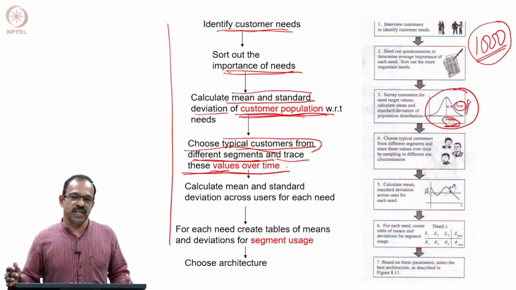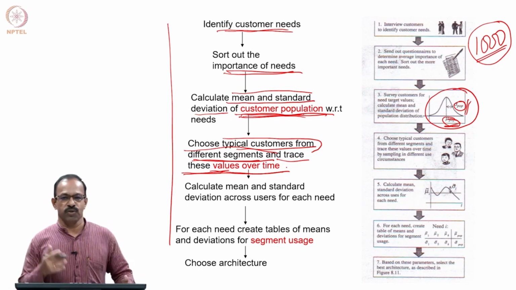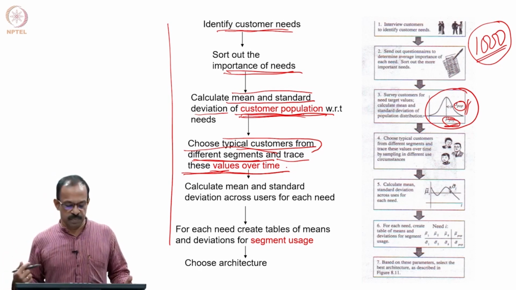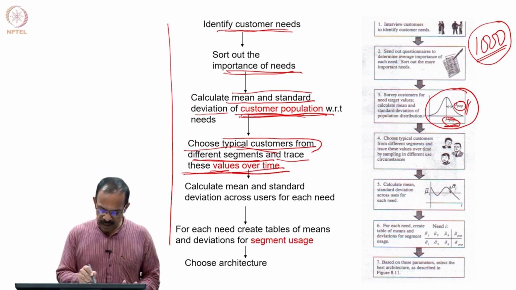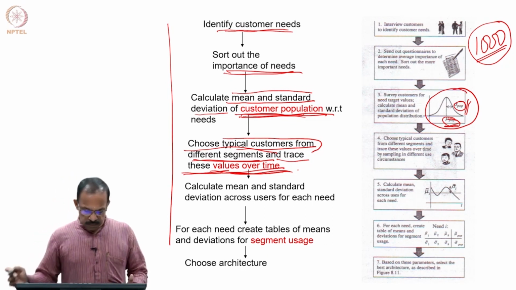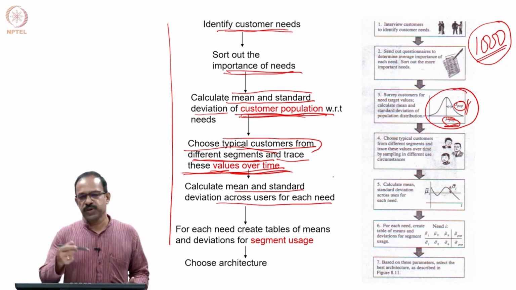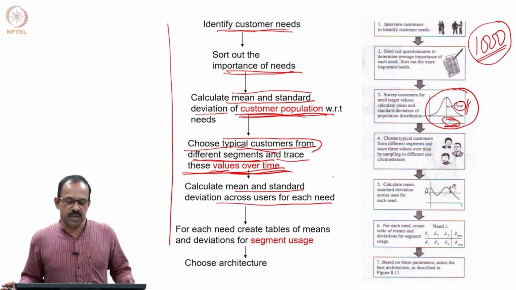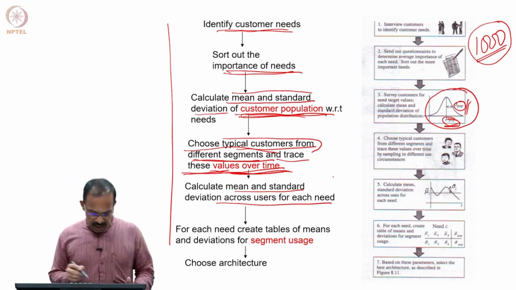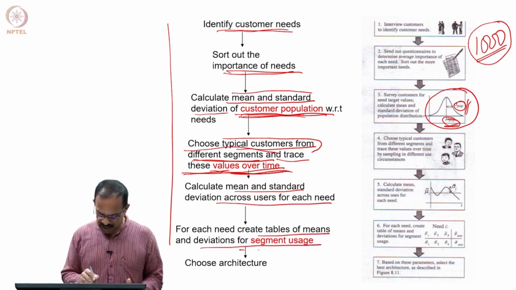If there is a large variation, then you need to think of a different architecture. If there is no variation over a period of time, then the architecture will be different. So, that is the next step. You identify the values over a period of time, and then calculate the mean and standard deviation across users for each need. So, for each need you need to identify the customer's mean and standard deviation. And the last one is, for each need create tables of means and deviation for segment usage.